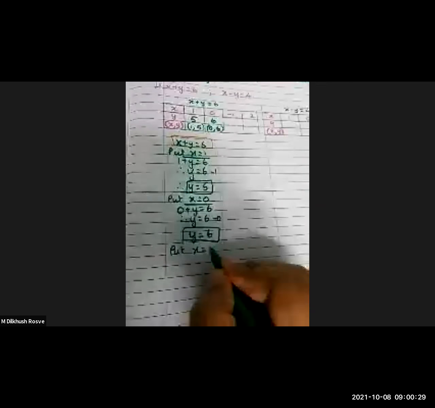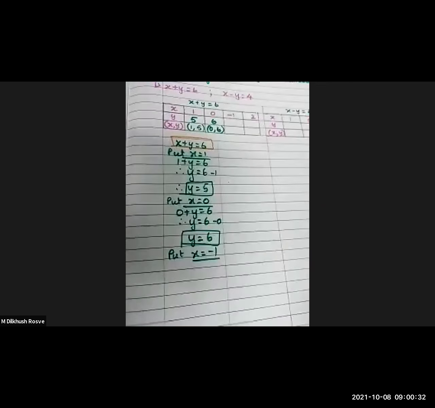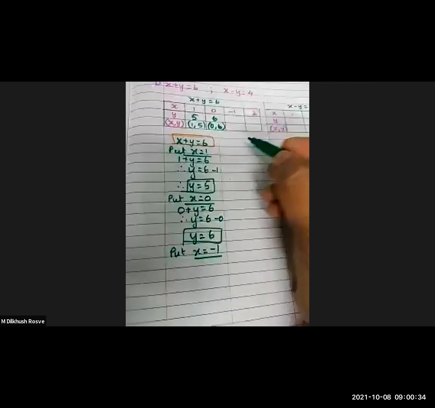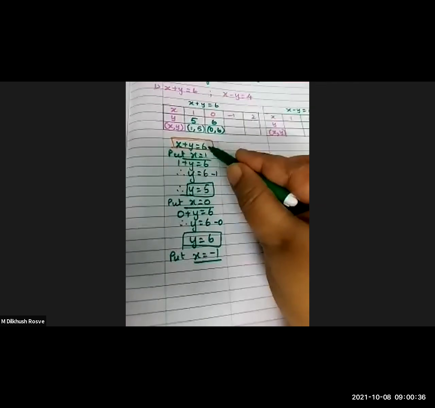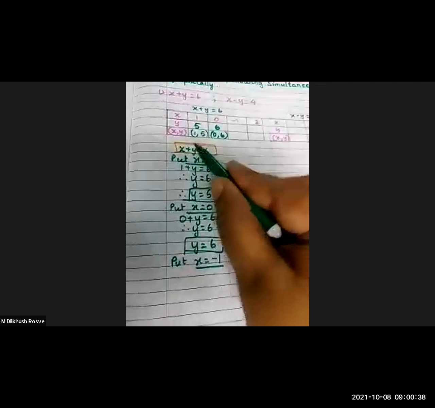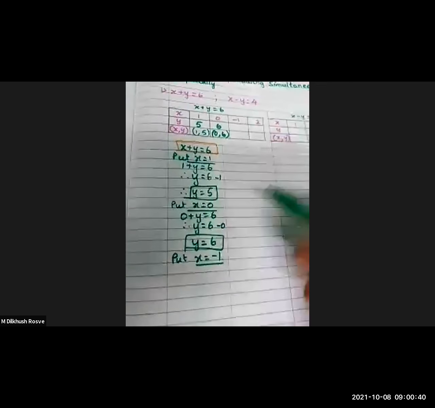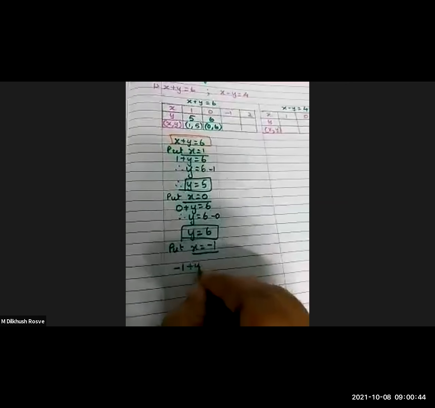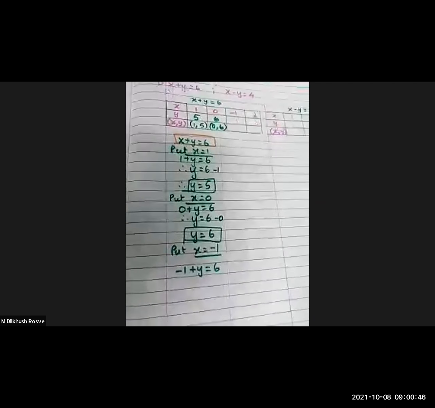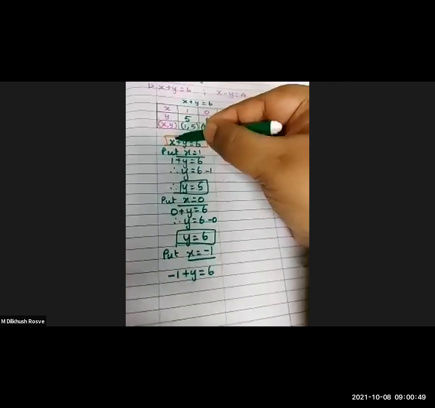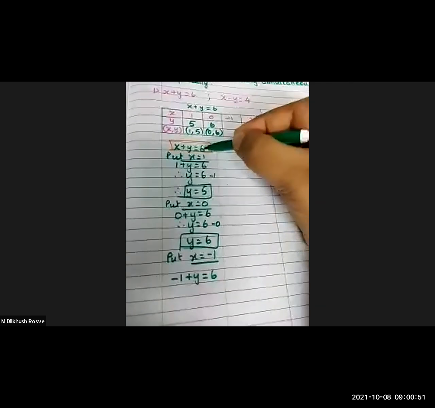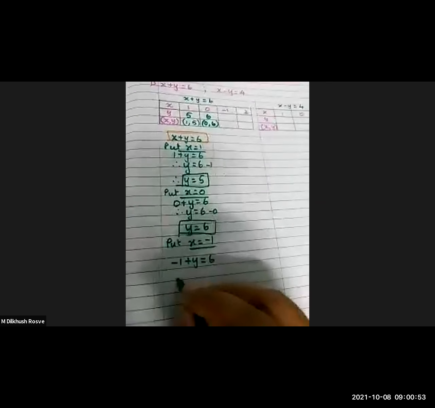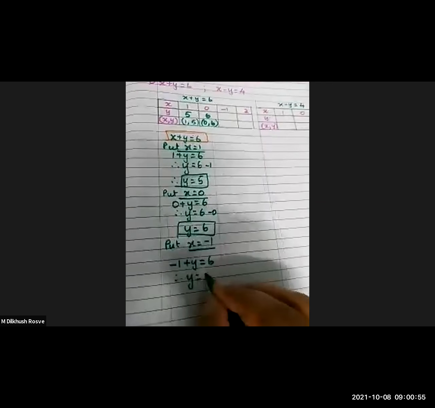So now, next one we will take x equal to minus 1. In the same equation, we have to substitute. In place of x, we can substitute minus 1. So minus 1 plus y equal to 6. Okay, minus 1, and y I have written as it is, and equal to 6.